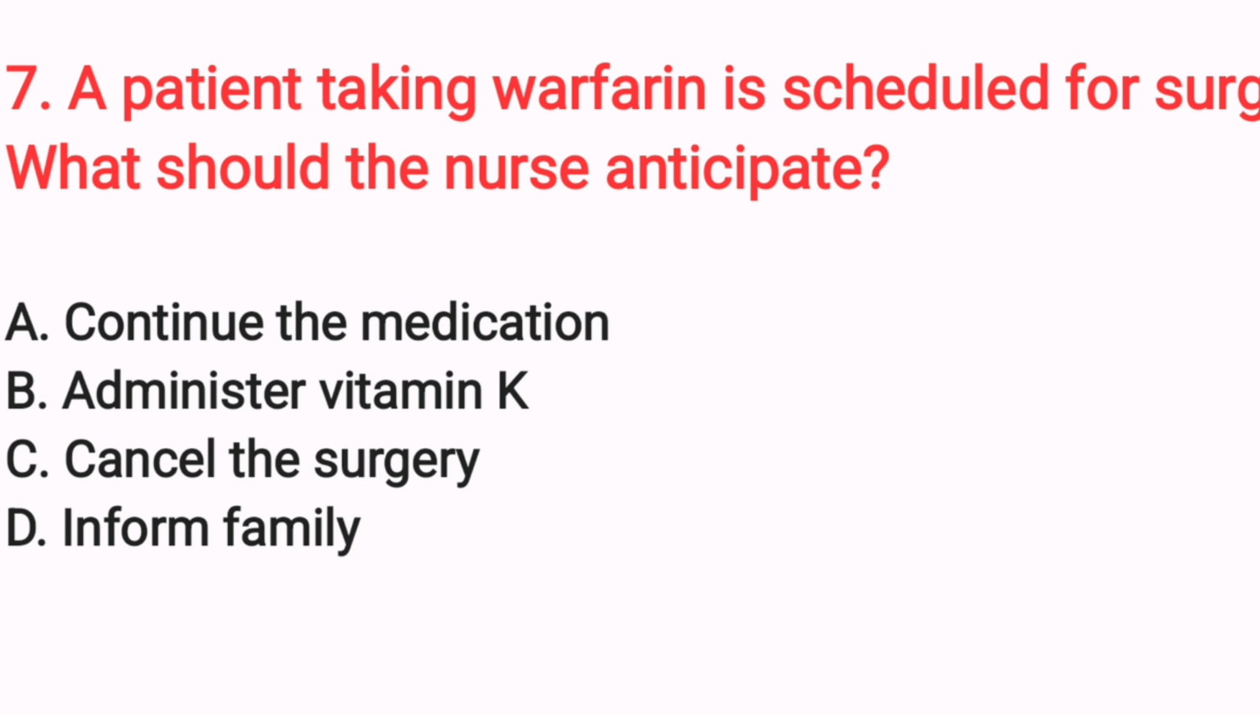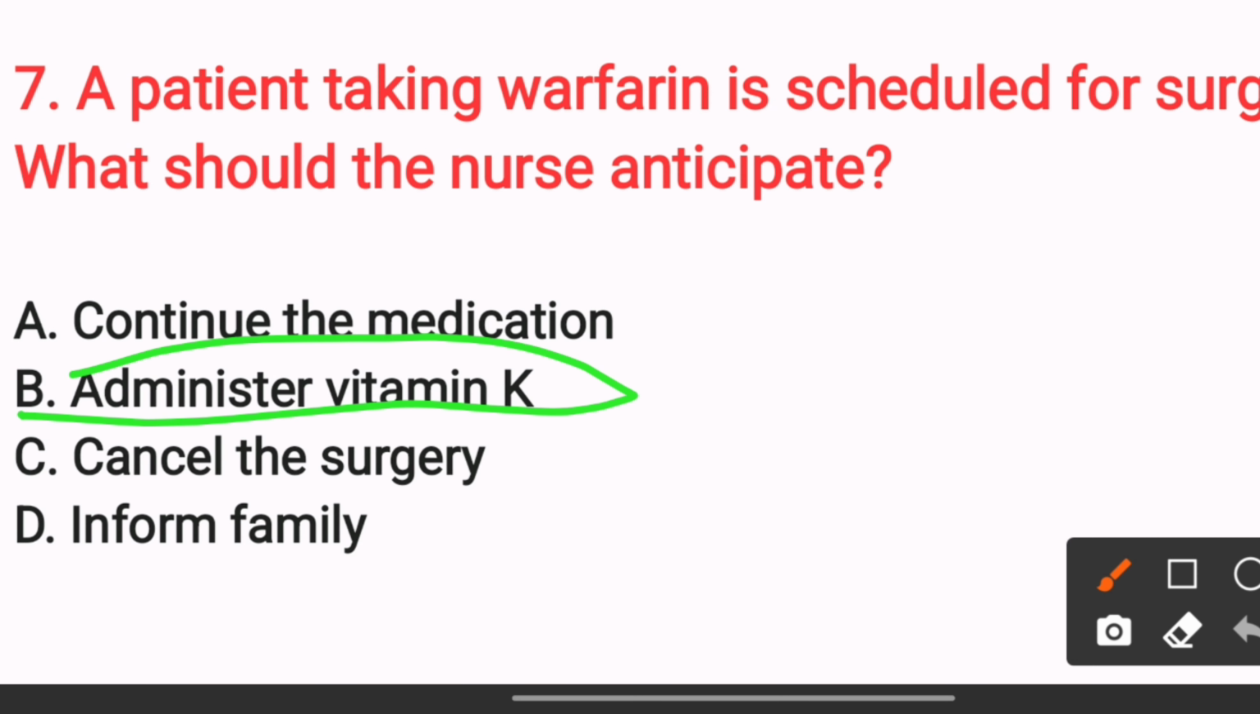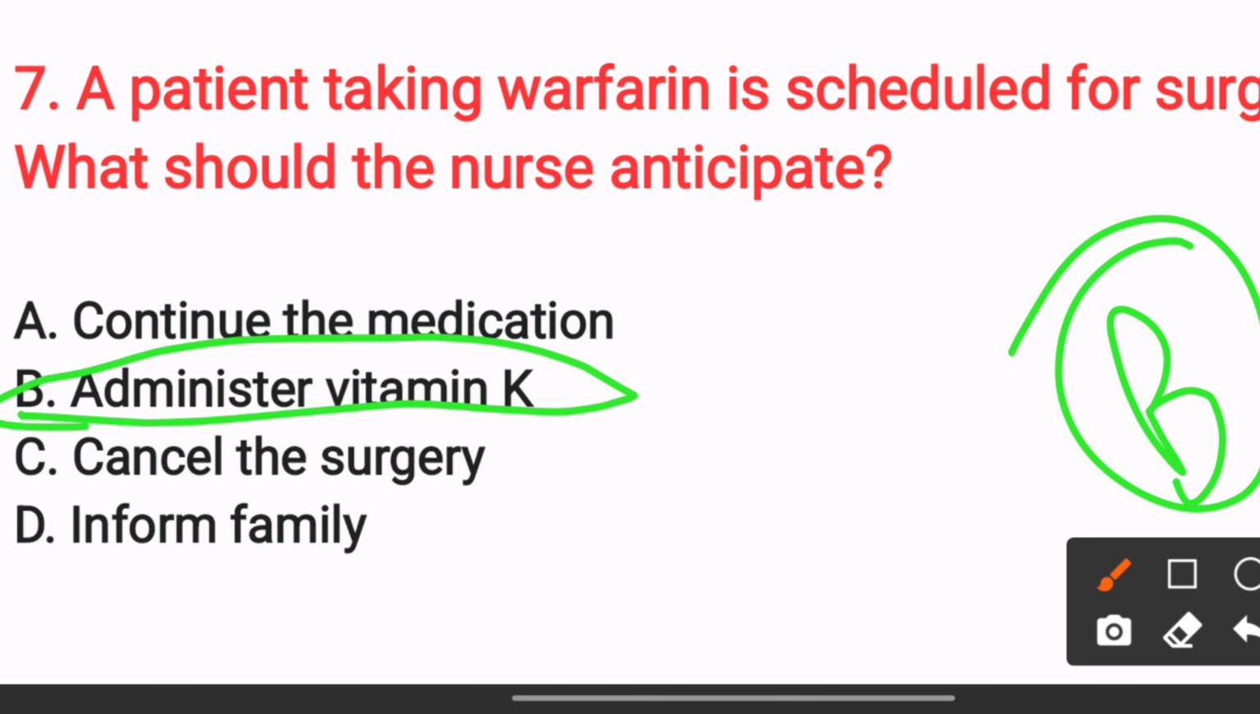Next, a patient taking warfarin is scheduled for surgery. What should the nurse anticipate? Option A, continue the medication. Option B, administer vitamin K. Option C, cancel the surgery. Option D, inform family. The answer is option B, administer vitamin K, because vitamin K may be administered to reverse the anticoagulation before the surgery.